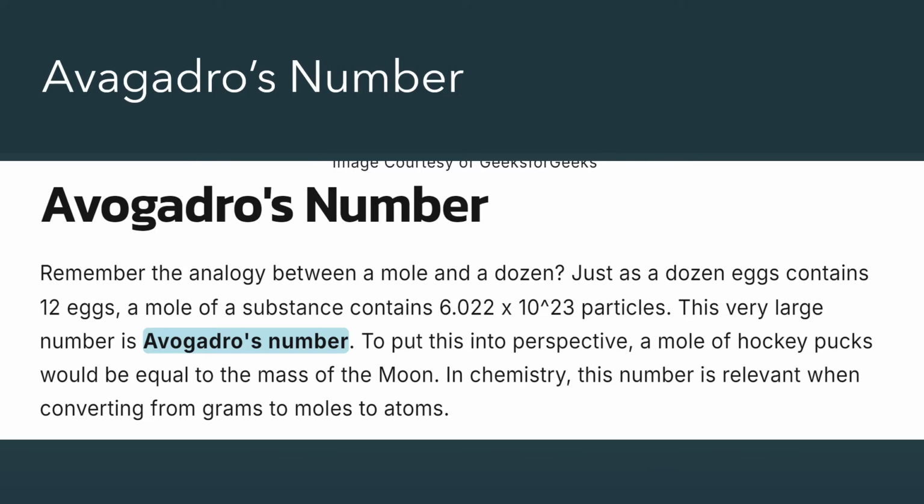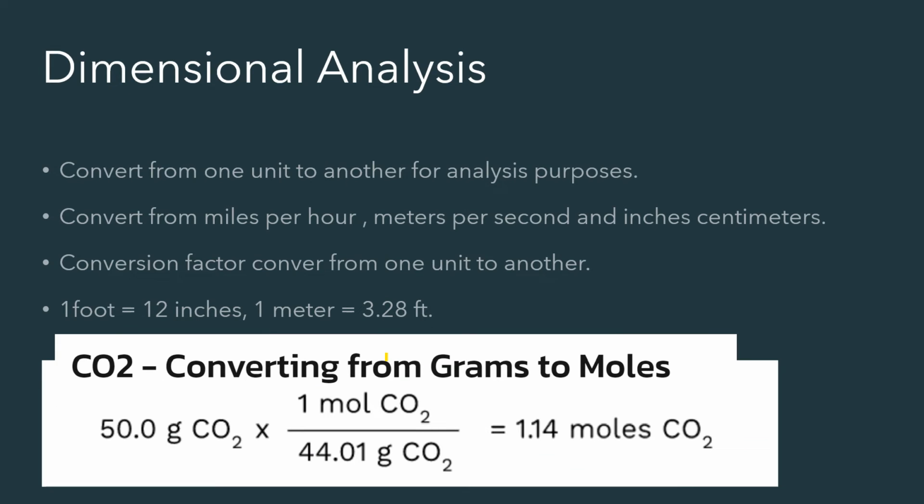Avogadro's number. Remember the analogy between a mole and a dozen. When I refer to a dozen of x, it means I am referring to 12x. And similarly, Avogadro's number is a huge number, which is 6.022 into 10 to the power 23 particles, and it is called Avogadro's number. It is a very large number. So that many particles are there in a mole. That's what we're referring to.